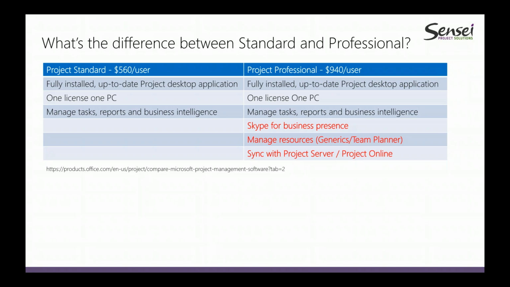So the primary difference between Project Standard and Project Professional is that Project Professional connects to the outside world. It connects to Skype for bringing in business presence. It connects to the enterprise resource pool if you've got a Project Online instance out there. And of course, it does the synchronization either with Project Server on premise or Project Online, in the cloud. And so the key difference between Standard and Professional is that connection that the client can do.